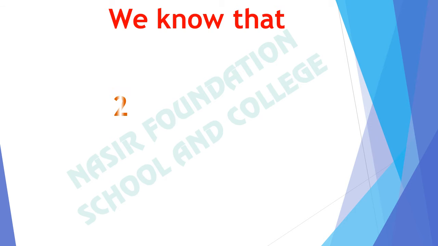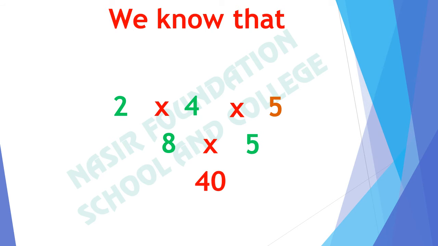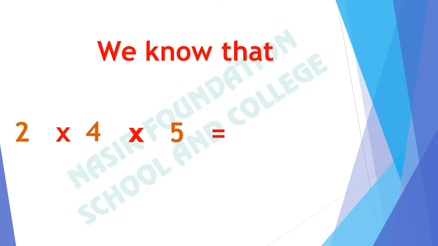Now we have 3 digits, 2, 4 and 5. In the first step, 2 and 4 are multiplied. 2 into 4 we get 8. Then we will write the remaining digit as it is. Now we will multiply 8 and 5. 8 into 5 we get 40. We can say that 2 into 4 into 5 is 40.